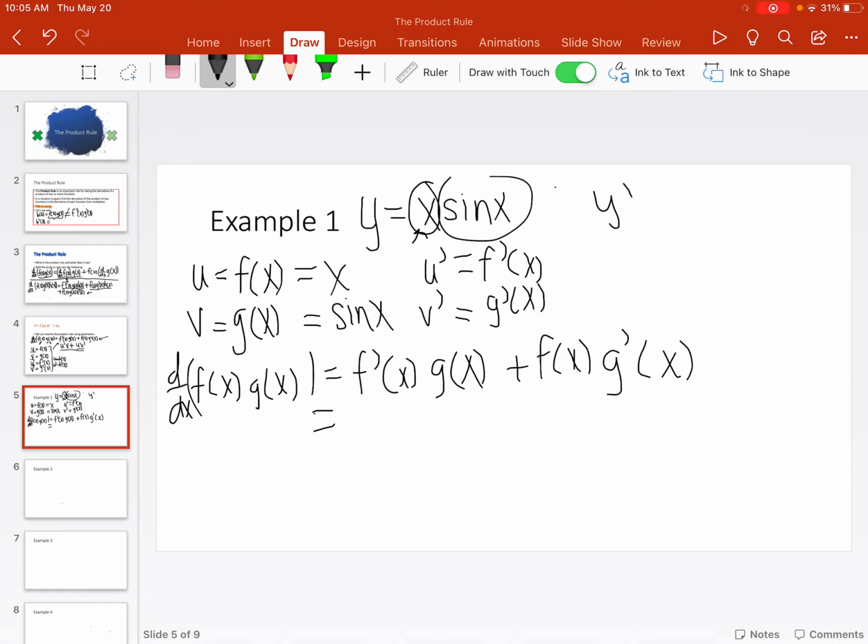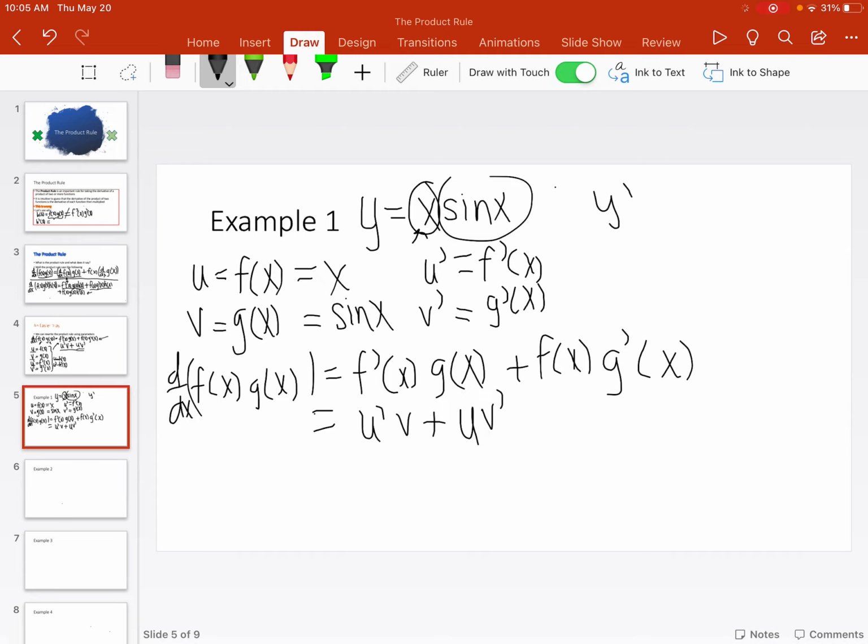Well, what's f prime of x? f prime of x is u prime. What's g of x? g of x is v, plus, what's f of x? f of x is just u. What's g prime of x? It's just v prime. So there we go. We got a parameterization and we got the other form too.